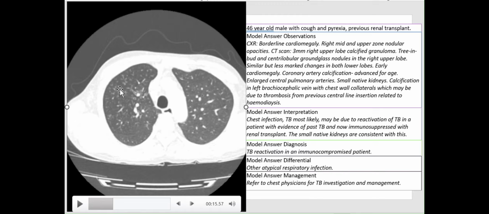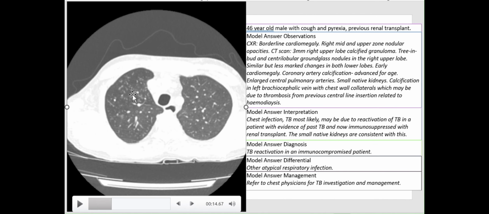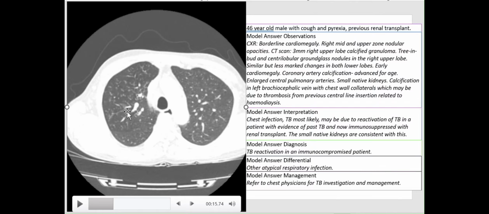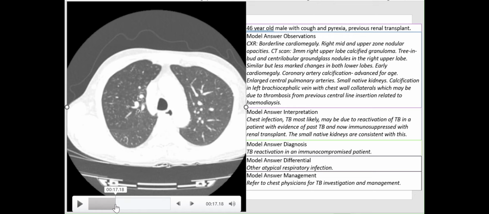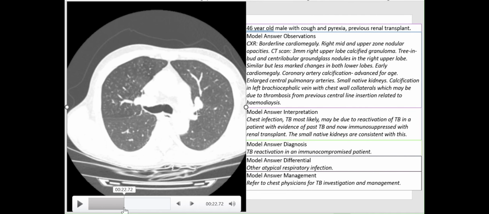nodules. Centrilobular nodules, okay? Giving the tree and bud pattern. This is a tree and bud pattern, linear branching with centrilobular nodules. The centrilobular nodules are seen on each side of the linear branching opacities, forming the tree and bud pattern.